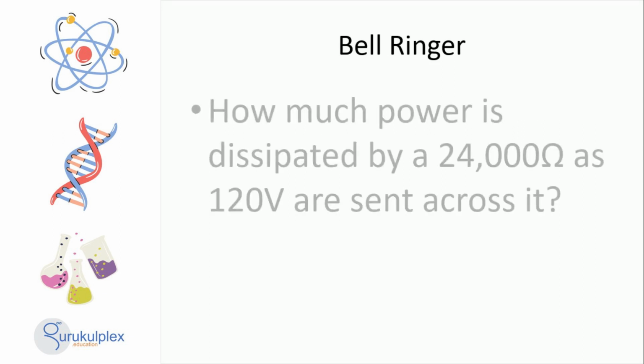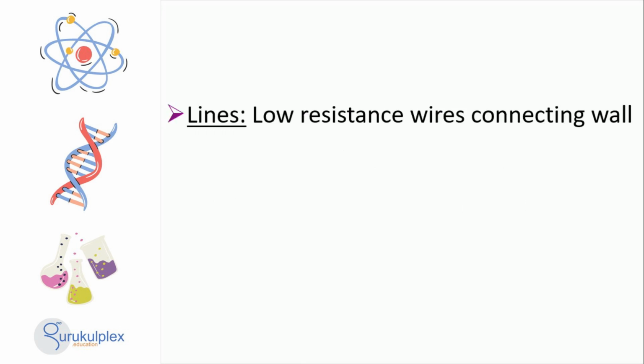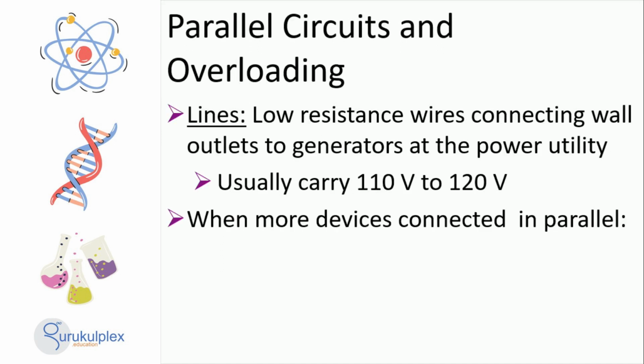Power dissipated by a 24,000 ohm resistor when a voltage of 120 volts is sent across it is 72 W, which can be derived from the formula power equals voltage squared over resistance. Applying the given values of voltage and resistance, the power dissipated is 72 W. Electricity from the power utility usually supplies 110 volts to 120 volts of power when it arrives at a wall outlet.